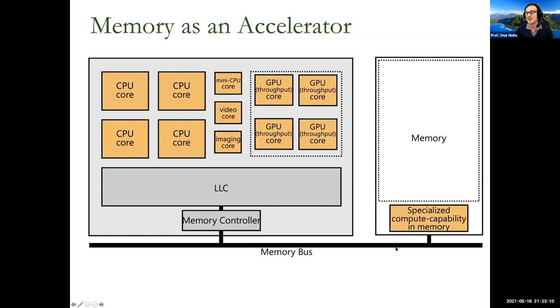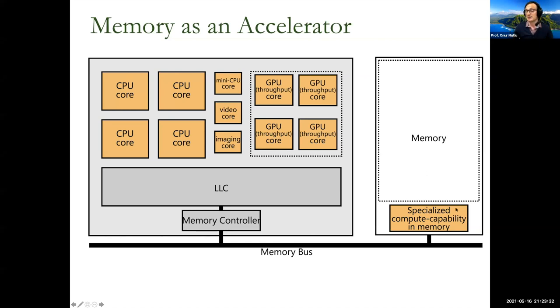Basically, we're thinking of memory as an accelerator of copy and initialization in this case, but we're going to do more. Why not? Basically, all of the accelerators that we're designing, and we're designing many, many accelerators, are all bottlenecked by the memory bus. Why not do some things on the memory side, so that we can accelerate some special operations based on what the memory is extremely good at?